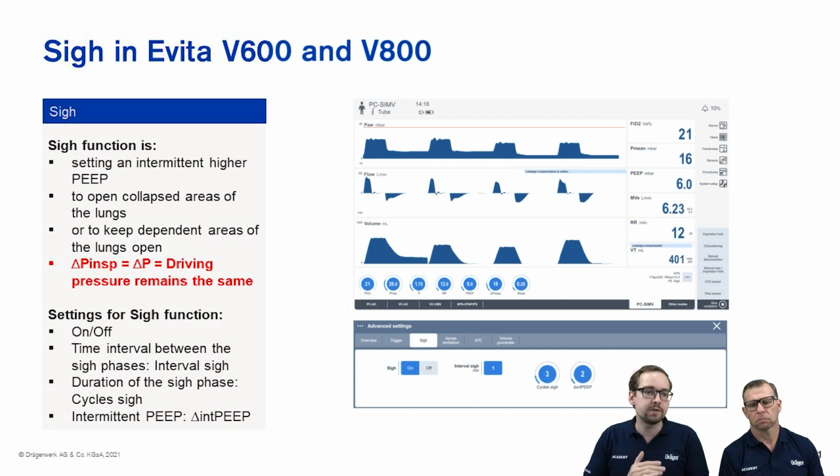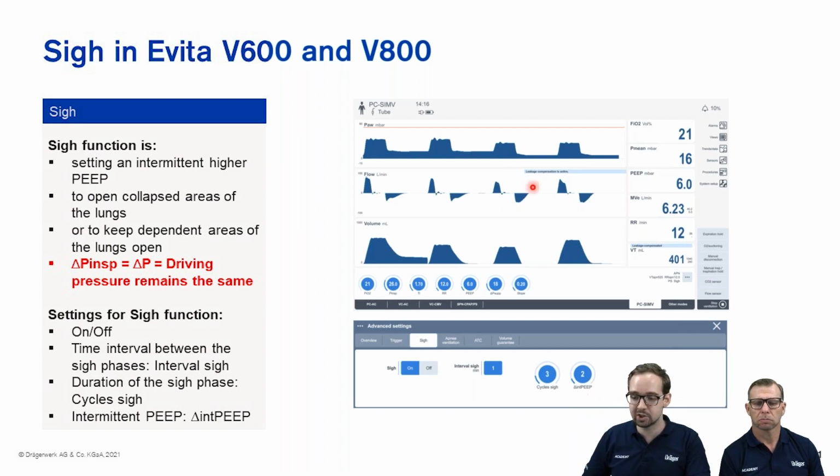We talked about the impact of driving pressure. This was one of the first slides that we showed you. And keeping this in mind, the Dräger philosophy of doing PSI is by having an intermittent increase in PEEP in order to protect the lung and not to increase driving pressure. Our PSI functionality is looking at an increase in PEEP while keeping the driving pressure constant.